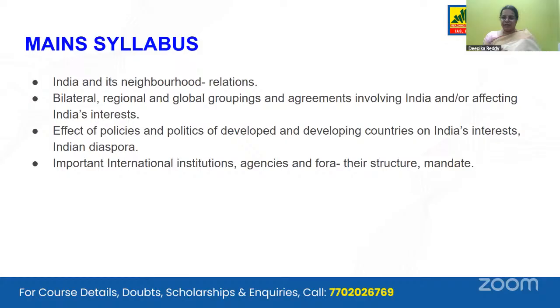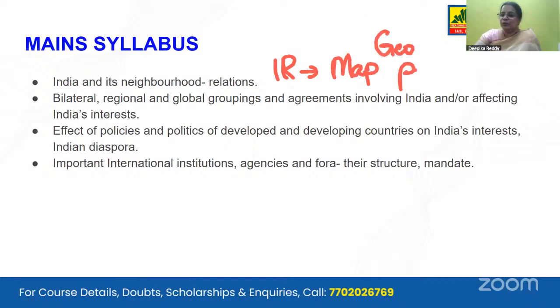If you ask me about IR also, my suggestion would be to please go through the main syllabus: India and its neighborhood countries. First, IR overlaps a lot with the map. To understand geopolitics, it is very, very important that you are familiar with the map. You need to know where a country is located, who is bordering whom, and that will define the relationship between countries. That is why it is very, very important to understand the map.